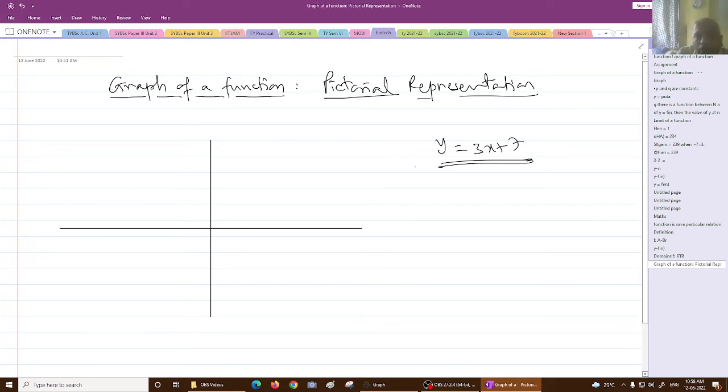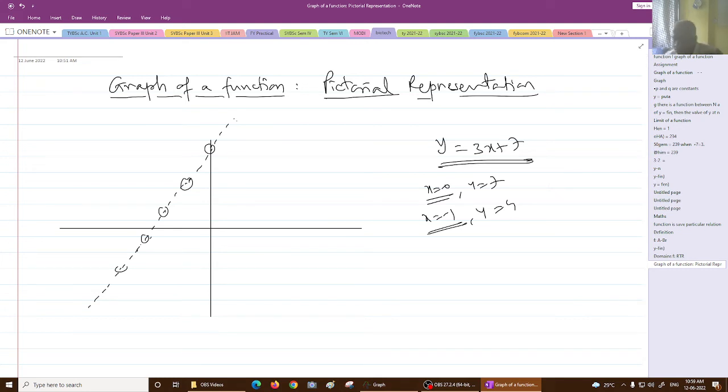If I put x equal to 0, then y is 7. So where is (0, 7)? That point could be somewhere over here. When I put x equal to -1, what is the value of y? Then I am getting y equal to 4. Where is (-1, 4)? That point could be somewhere over here. One can go on getting several points, and if you join all these points by a smooth curve, in this case you will see that we get a straight line, and this straight line is the graph of y = 3x + 7.